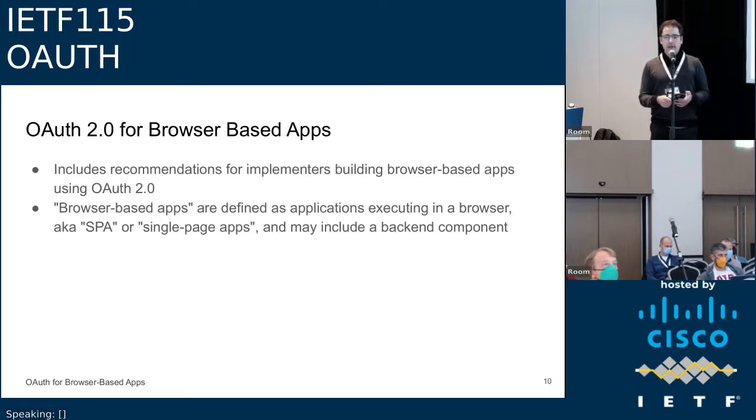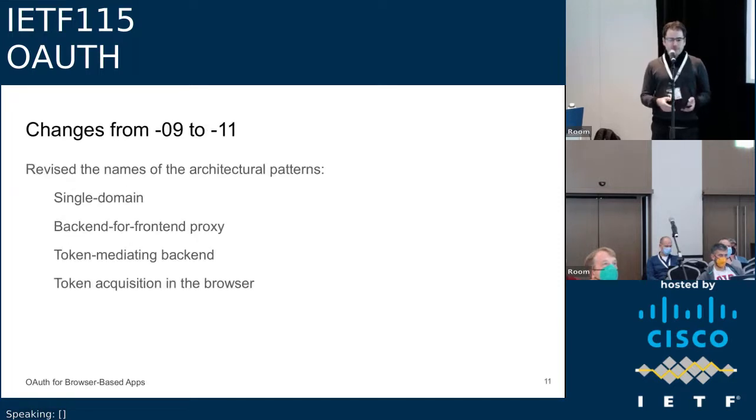And it may include a backend component that is part of the interaction of the application having its own sort of backend. Since July, there's been some more reworking of the document. There are these 4 architectural patterns that are called out in the draft in terms of different ways that you might organize your app or architect your app.